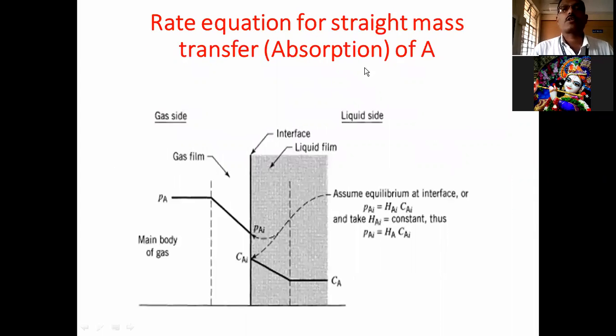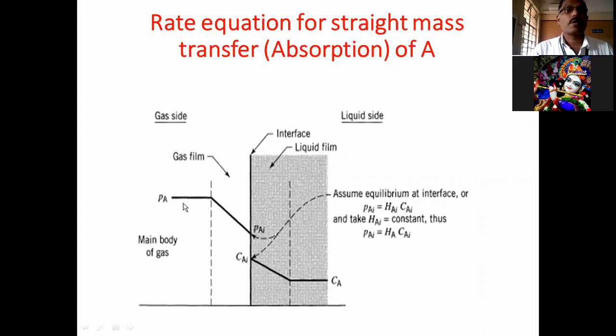So this is the rate equation for straight mass transfer, the absorption case of A. This is your gas side and this is the liquid side. When the gas and liquid come in contact, at the gas side a gas film will be formed, and at the liquid side a liquid film will be formed. Here is the interface of the gas film and liquid film. This is the main body of the gas, and this is the main body of the liquid. So what is this PA?